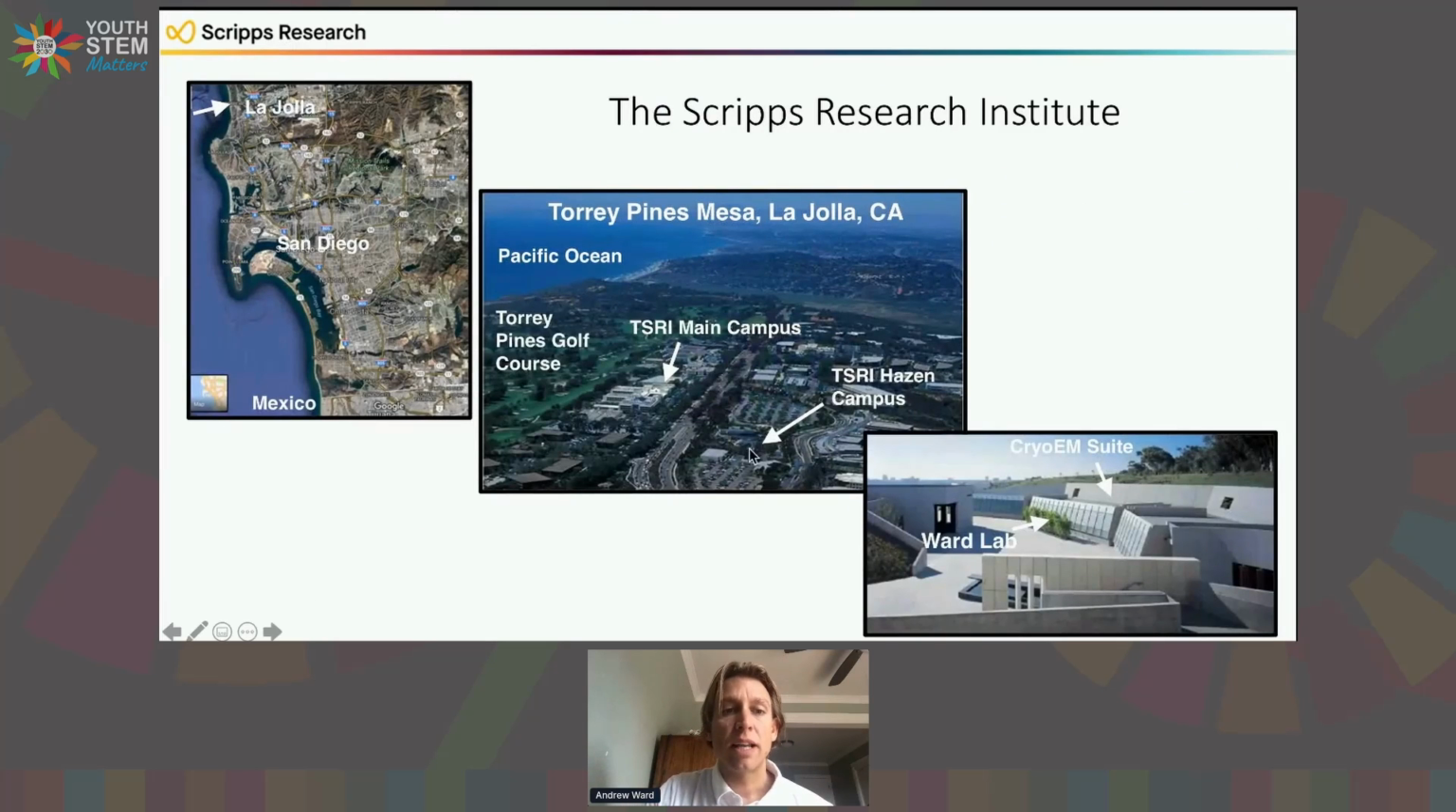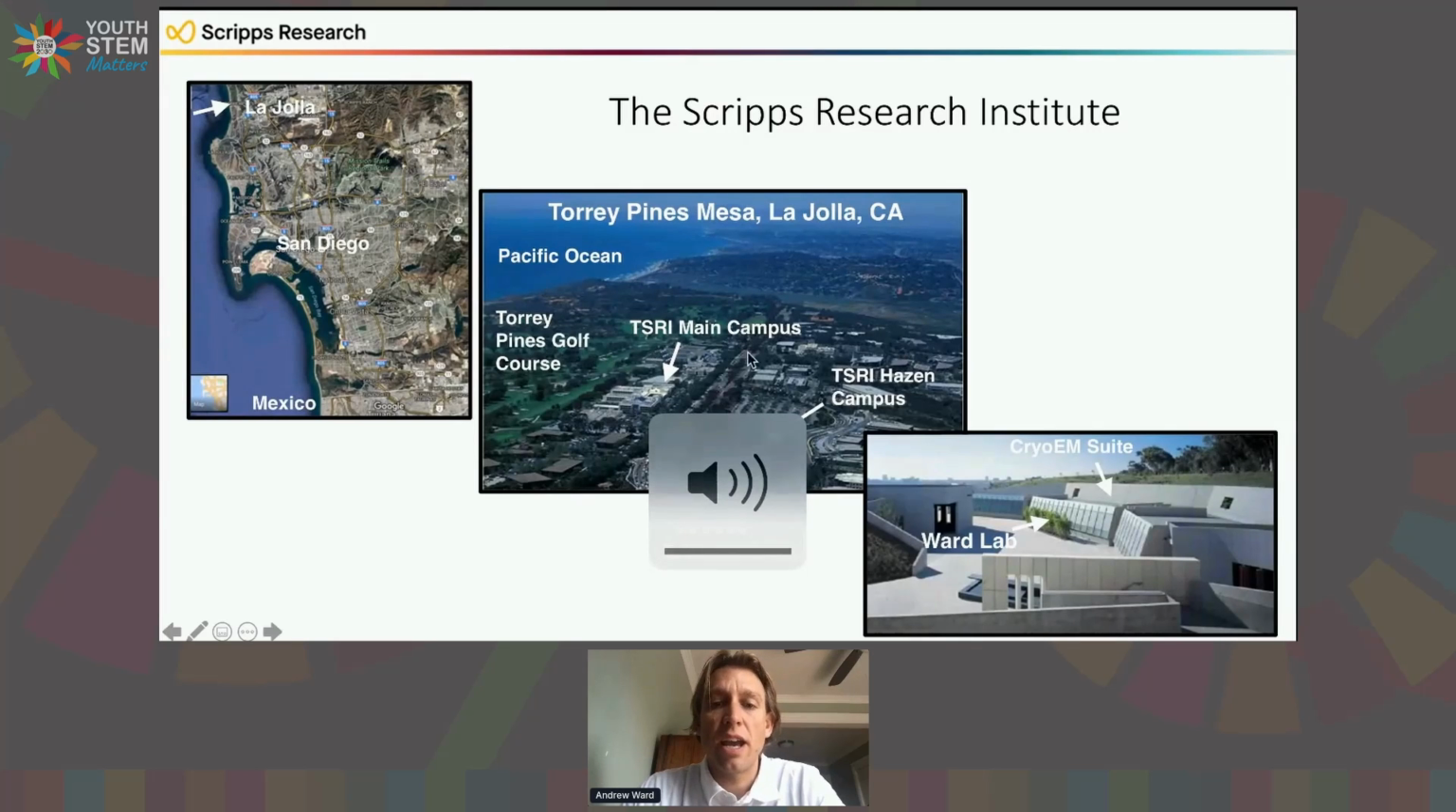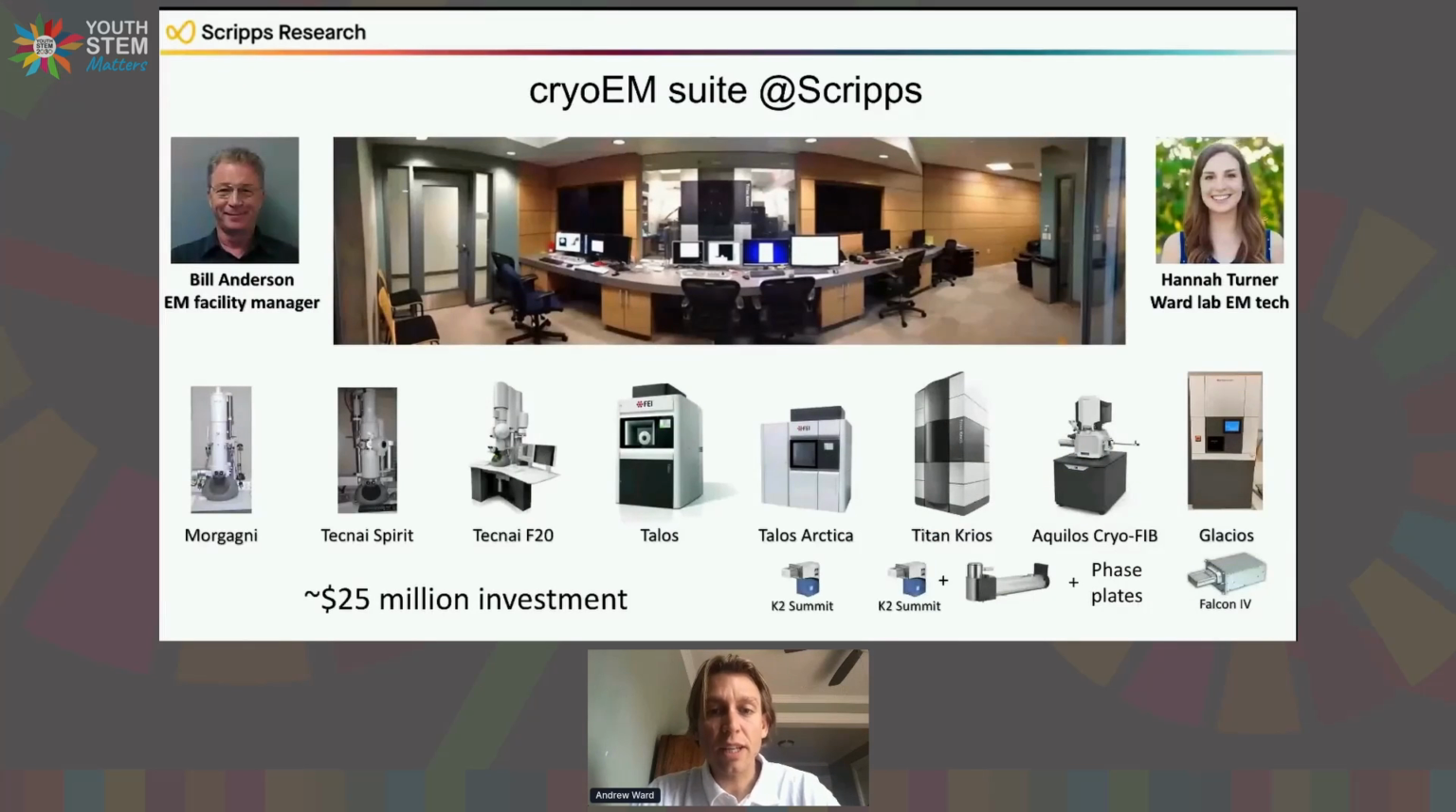So my lab is in La Jolla, California, just north of the Mexican border. We're at the Scripps Research Institute, located right next to the Torrey Pines Golf Course. And this is where my lab is. Inside this concrete bunker of a building is our cryo-EM suite, where we do all of our structural biology. This is really the centerpiece of the whole facility.